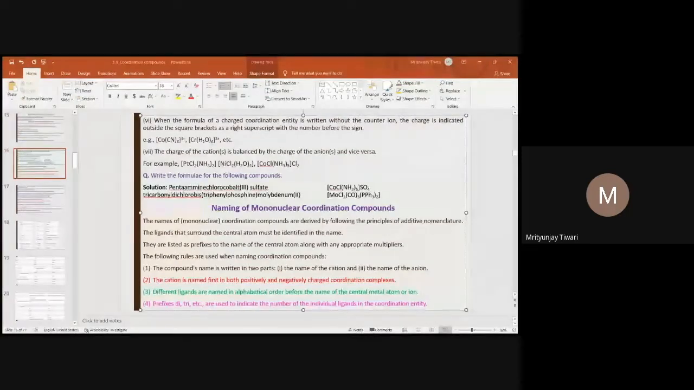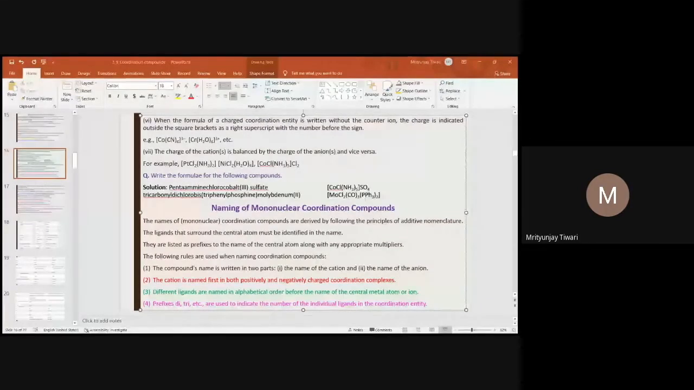And in the IUPAC name, this is the number and this is the ligand, and its number is 2, bis. So when the names of the ligand include a numerical prefix, then the terms bis, tris, tetrakis are used, and the ligand to which they refer is placed in parentheses. The name of that ligand is placed in parentheses.